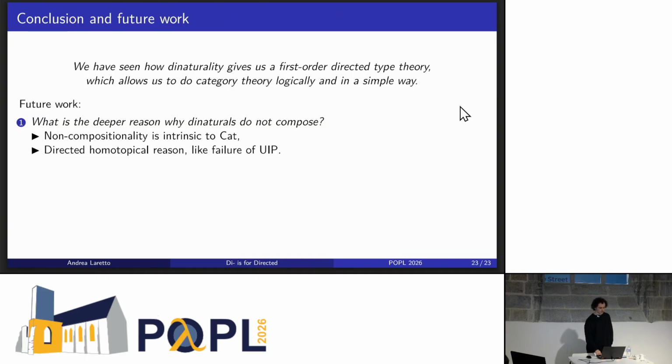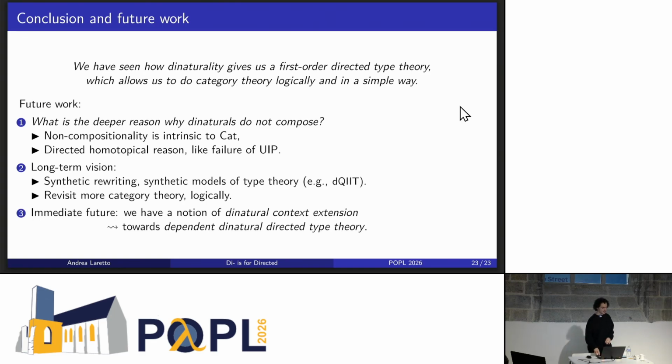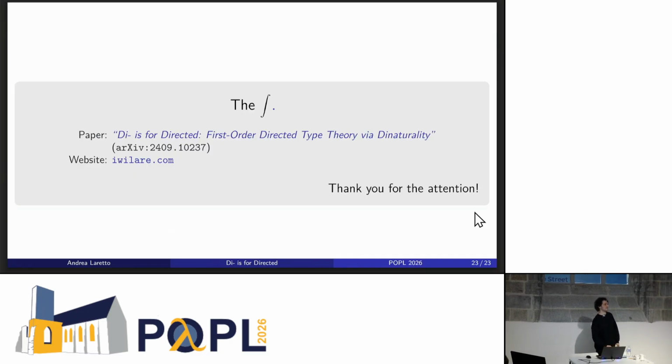UIP. And in the long term, we hope to use this type theory and the ideas behind it to do synthetic rewriting, synthetic models of type theory, because now my types are categories, and to revisit. There are more things that allow us to interpret category theory logically, which I haven't shown you here, but that's for future work. And in the immediate future, we're working on the dependent case. So we have a notion of dinatural context extension, so you can be looking forward to that. And that's the end. Thank you.